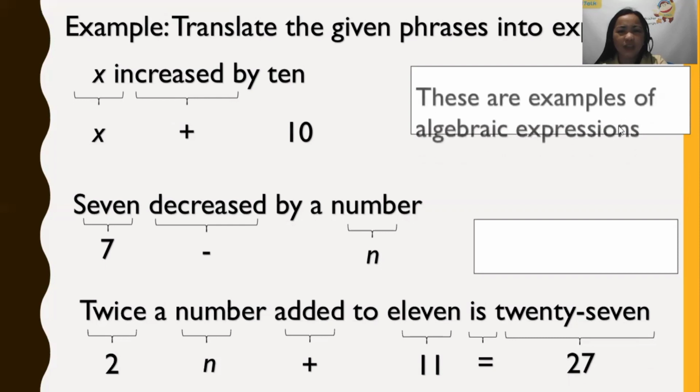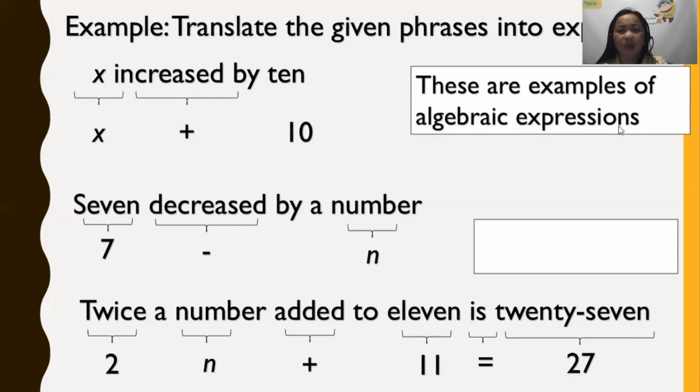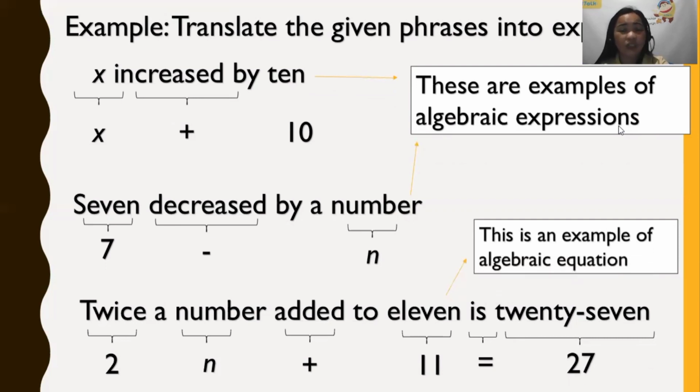The first two examples are what we call algebraic expressions. And the last example is an algebraic equation, because we use letters as our variable. So these are called algebraic expressions and algebraic equations. Now let's go to the next slide.